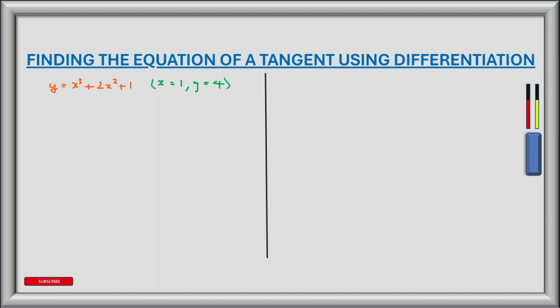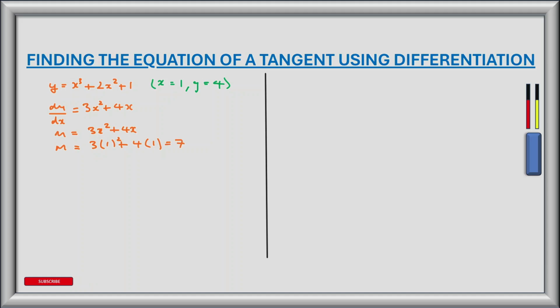So firstly, let's find the gradient or slope of the line by differentiating the function with respect to x. So dy by dx is equal to, so the derivative of x cubed is 3x squared plus the derivative of 2x squared is 4x. So therefore we have our gradient m is equal to 3x squared plus 4x. So at coordinate x equals 1, the gradient m is 3 times 1 squared plus 4 times 1, which equals 7.